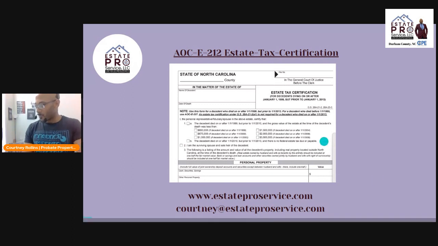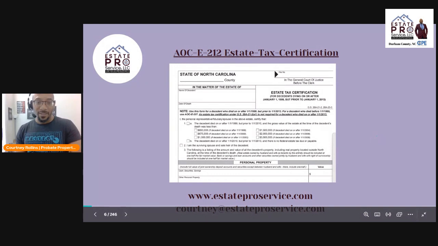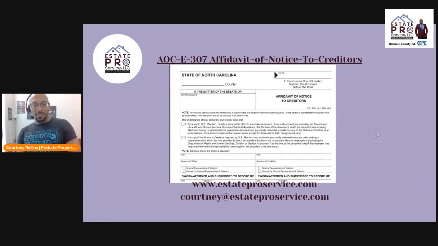You also need, as one of your responsibilities as personal representative, to handle state taxes. So you'll need the AOC-E 212 state tax certification. This is used if a person passes away after January 1st, 2013. You'll no longer need this form though. If someone passed away prior to January 1st, 2013, then this is the form you'll use. And believe it or not, we are in 2023. That was 10 years ago.